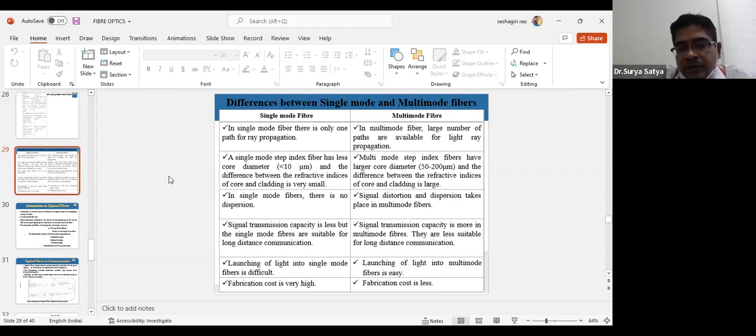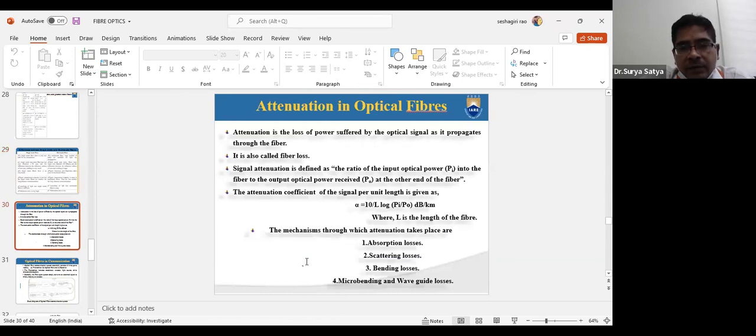Signal transmission capacity is more in multimode fibers. They are less suitable for long distance communication. Launching of light into single mode fiber is difficult. Launching of light into multimode fiber is easy. Fabrication cost is very high for single mode, and very less for multimode. So this is the difference between single mode fiber and multimode fiber.